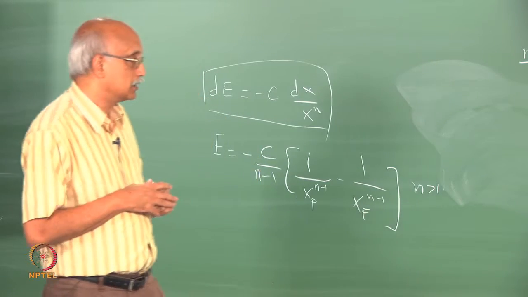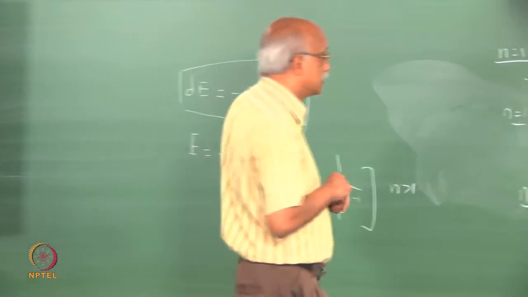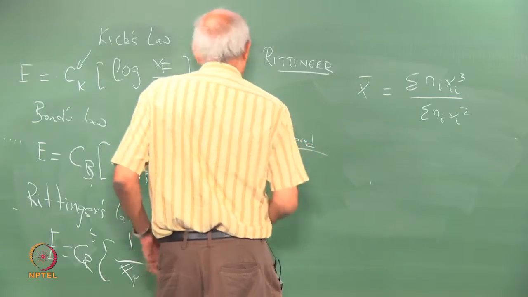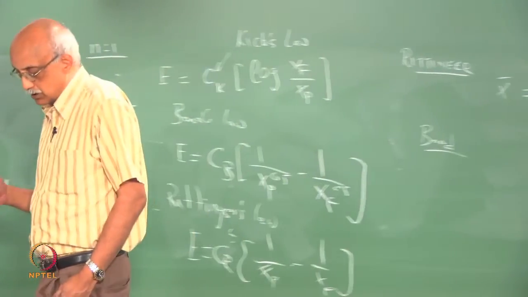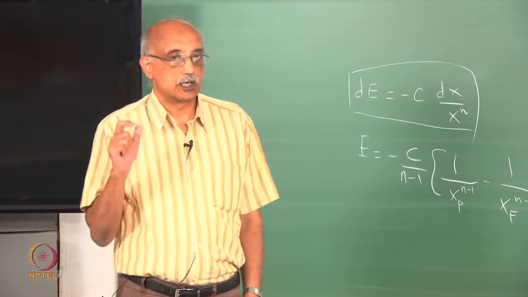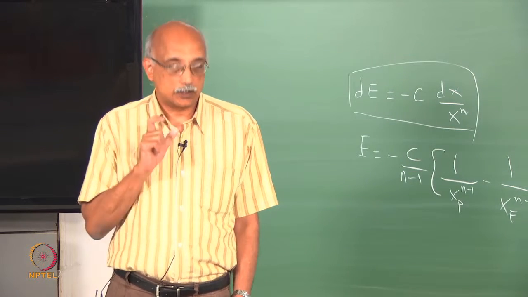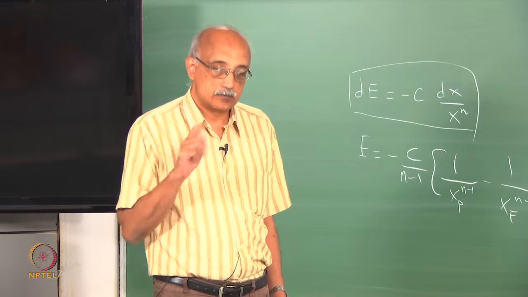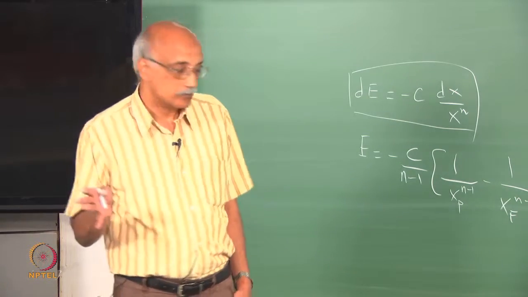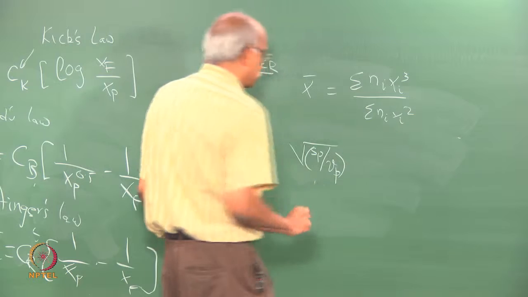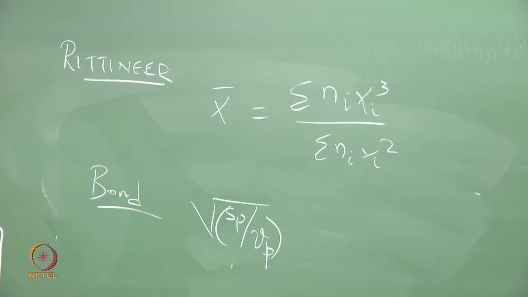So, you should expect your data to kind of match that. In the case of Bond's law, the Bond law basically says that the work required to reduce a large feed to a particular product size goes as the difference in the square root of the mean diameter, but what he's really saying is the critical parameter here is the square root of SP by Vp, that is the specific surface area of the particle.